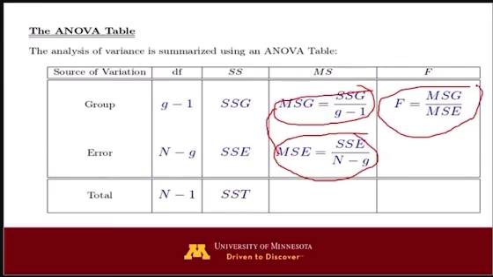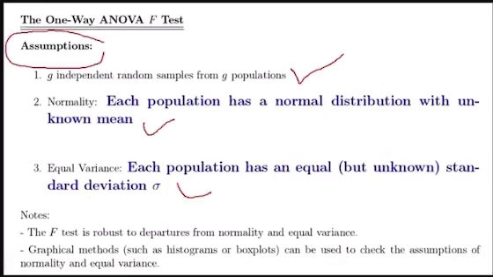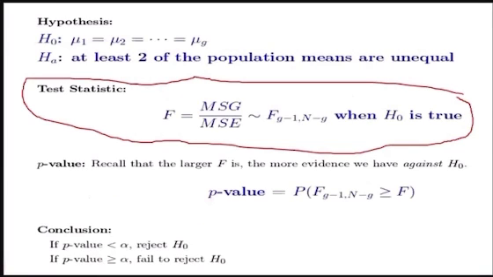Okay? We need an ANOVA table to get the ANOVA test statistic. After that, we will be able to obtain our F, the test statistic. And let me tell you this.